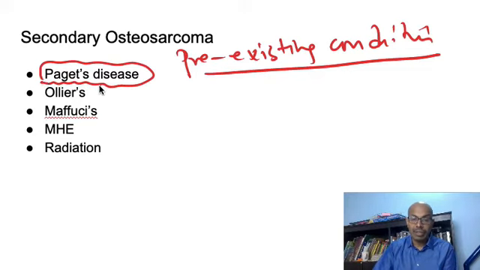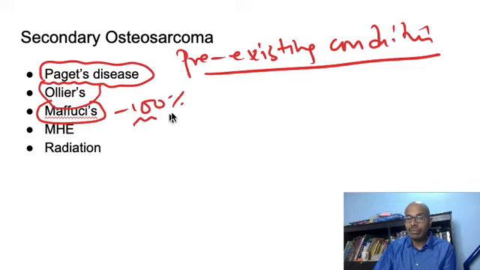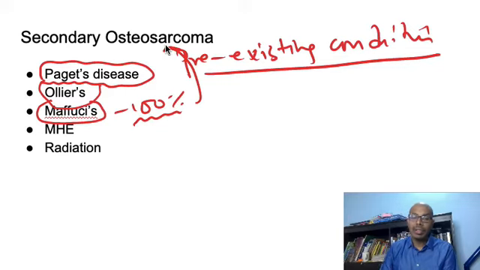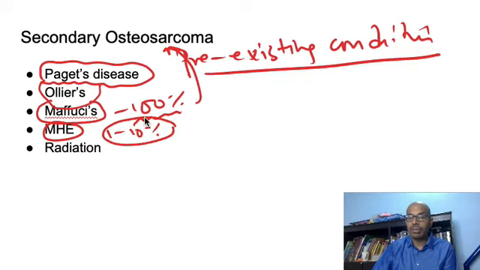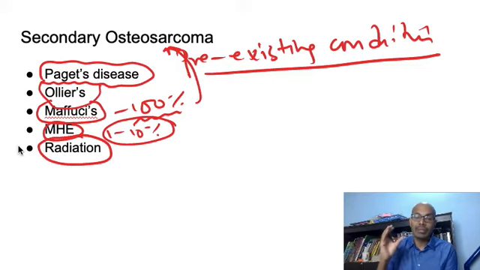Ollier's disease, the multiple enchondromas, it can occur. Maffucci's disease, almost 100% malignant change, and some of them turn into osteosarcomas. Multiple hereditary exostosis, there is a 1 to 10% chance of one of the osteochondromas or exostoses becoming a secondary osteosarcoma. Radiation induced osteosarcoma can occur as well, with prolonged radiation. So these are all secondary osteosarcomas: Paget's disease, multiple hereditary exostosis, radiation, Ollier's disease and Maffucci's disease.